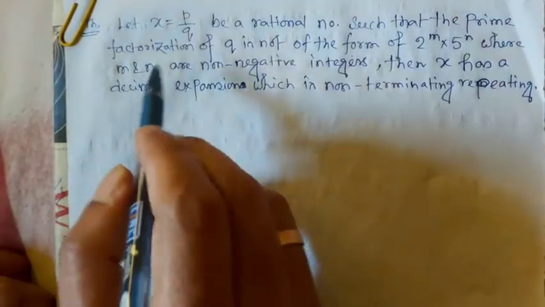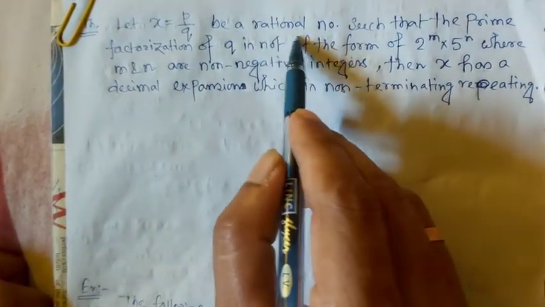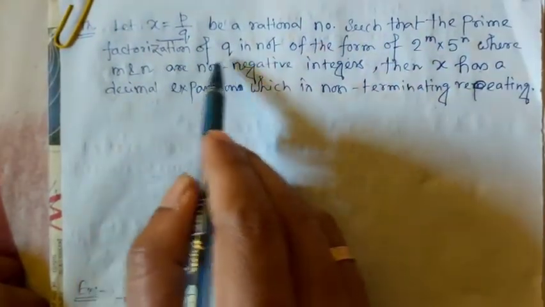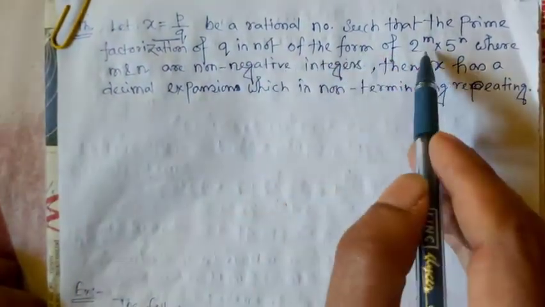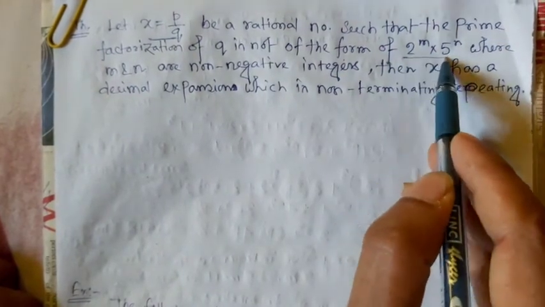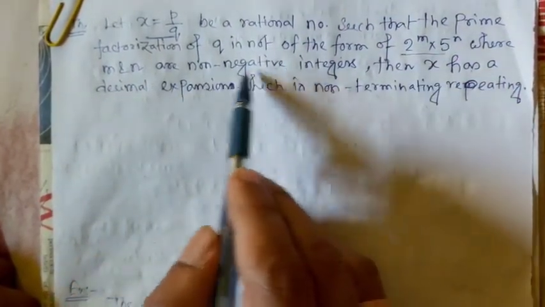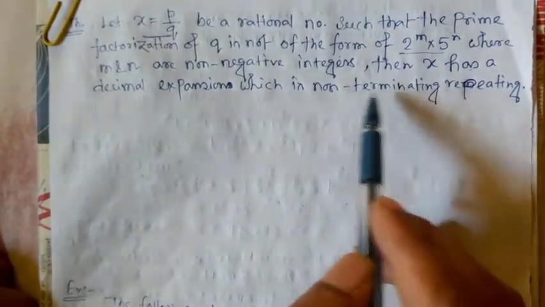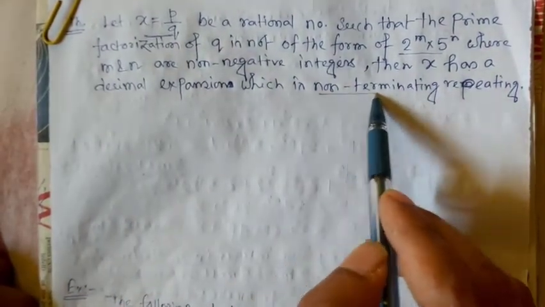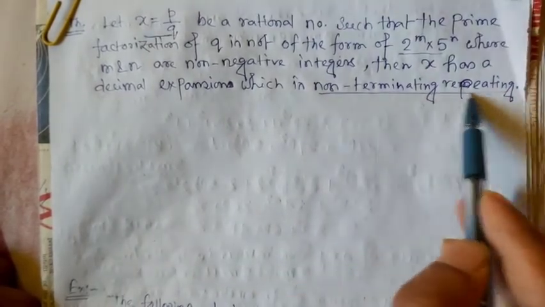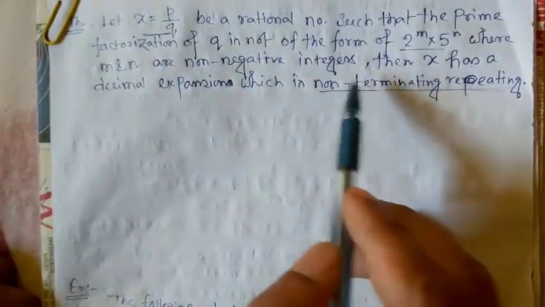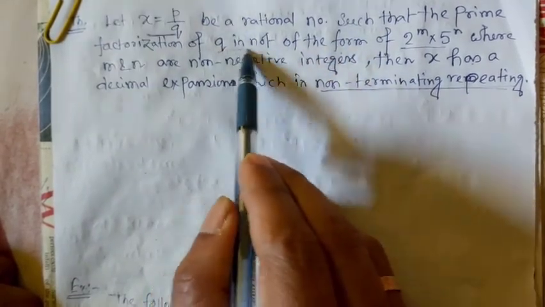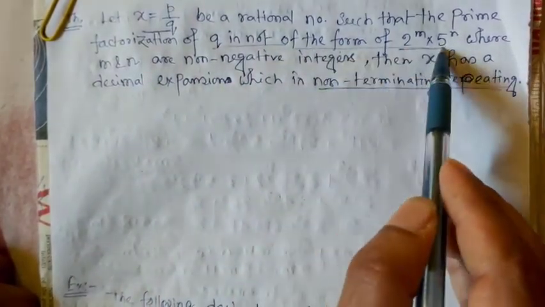Now the theorem: let x equal to p by q be a rational number such that the prime factorization of q is not in the form of 2 to the power m into 5 to the power n, where m and n are non-negative integers. Similarly, then x has a decimal expansion which is non-terminating repeating. Okay, non-terminating repeating, when q is not of the form of 2 to the power m into 5 to the power n.